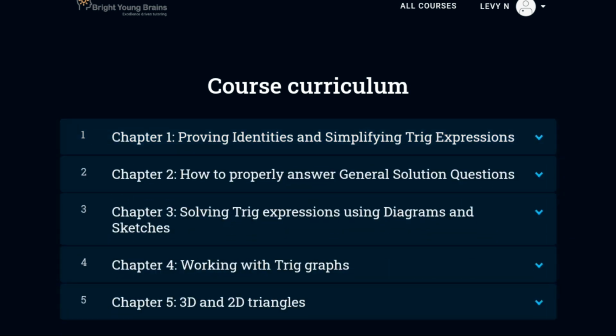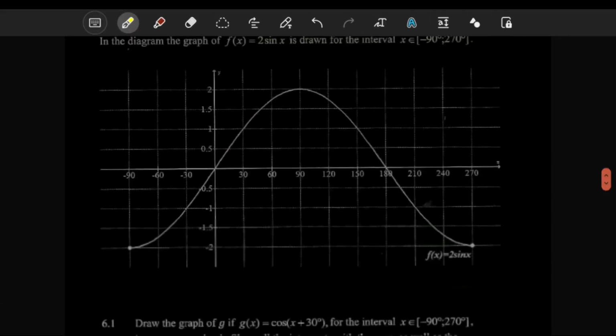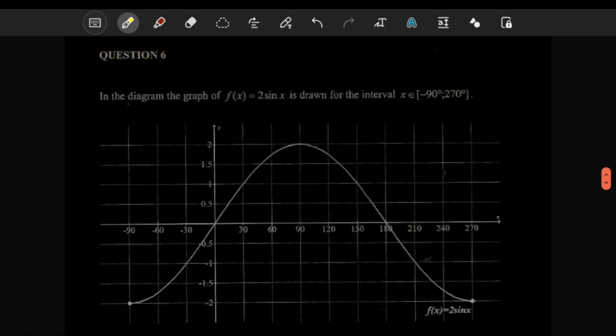Here you see it has 5 chapters. It starts with proving identities and simplifying trig expressions, then how to answer general solution questions, then solving trig expressions using diagrams and sketches, which is what we just did. Then working with trig graphs, which is what we're about to do now. And then 3D triangles comes afterwards, which is also how an exam paper is set up on the trigonometry side. But anyways, here we are.